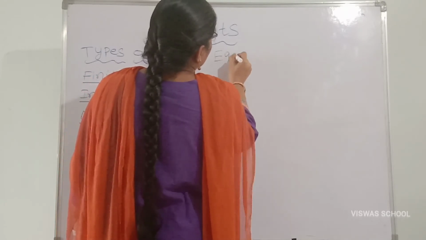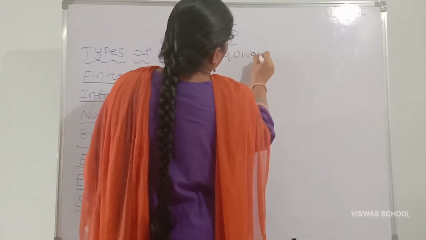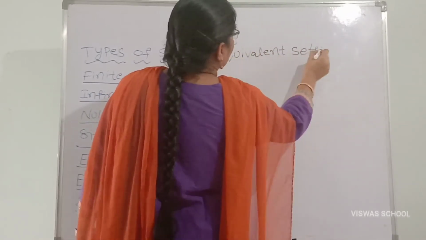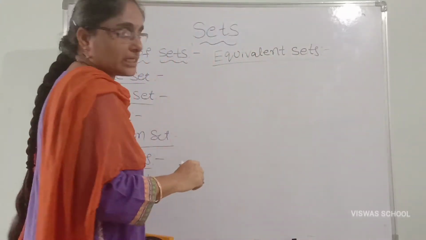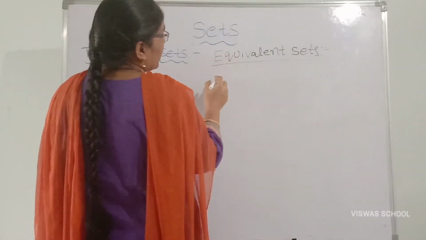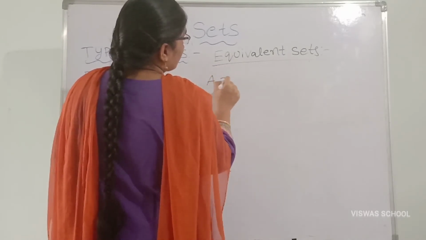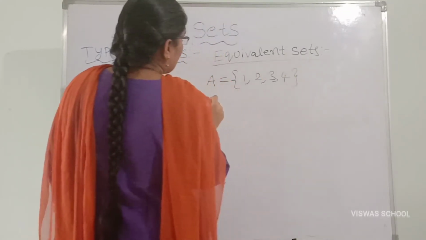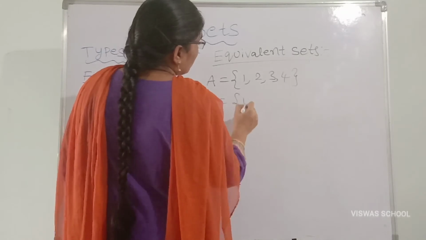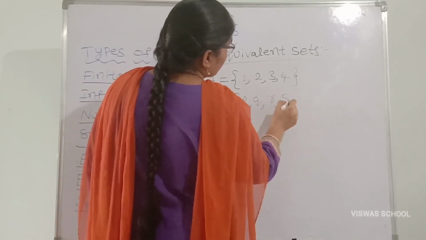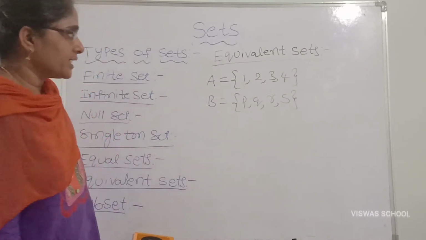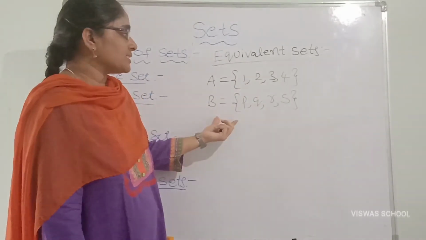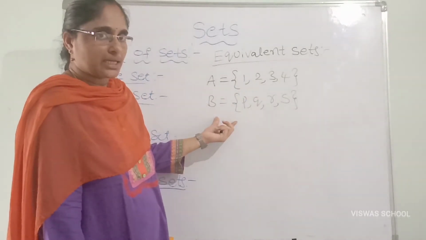Equivalent sets. Equivalent set means, see here, if A and B are two sets, and in A set I am having 1, 2, 3, 4, and in B set I am having P, Q, R and S. Here set A is containing the elements 1, 2, 3, 4, and set B is containing P, Q, R, S elements.